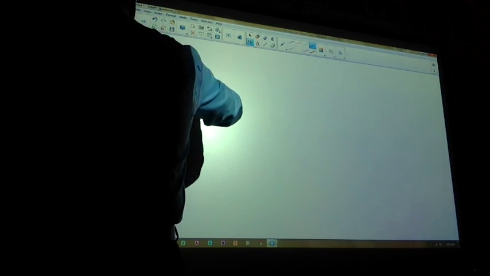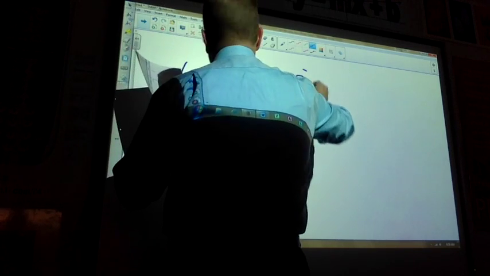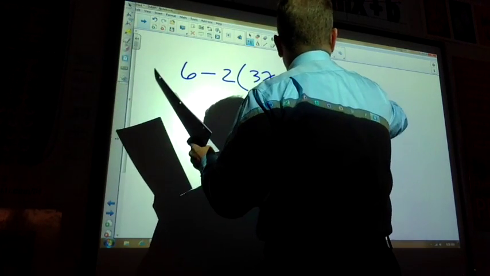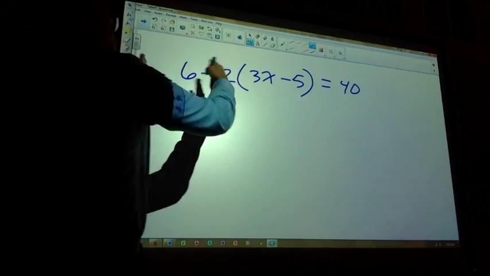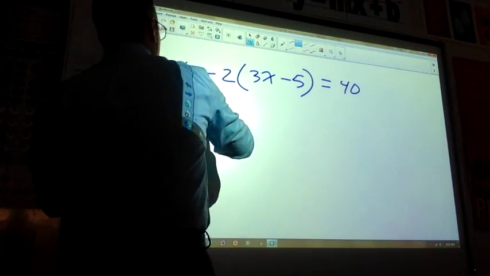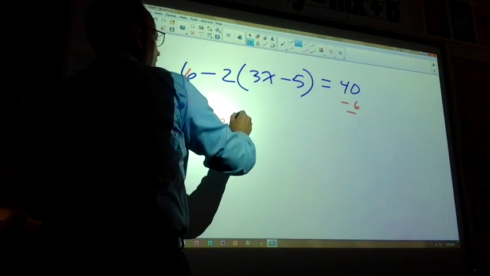Number 3. So I get 6 minus 2, parentheses, 3x minus 5 is equal to 40. Now, my new way doesn't really work on this yet. Why would I say that? Because you have an extra number that's not being distributed. Right. So you have a little extra going on here, so take care of that. Do the opposite of it. That cancels that, and then I have this.